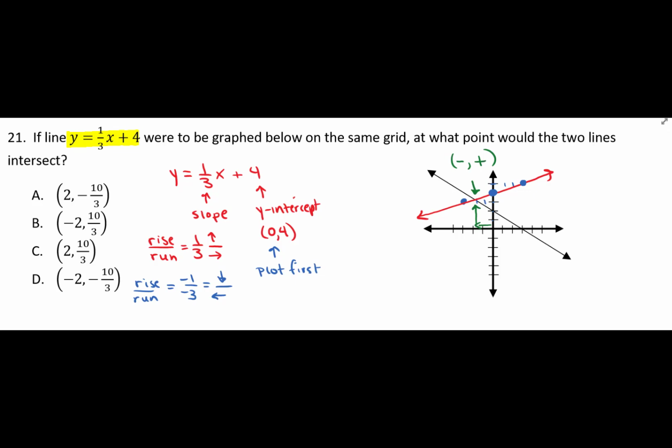And if you study the coordinates on the answer choices, there's only going to be one that has that combination of signs. The letter B has a -2 on the x coordinate, and then a positive for the y coordinate. So therefore, the two lines should intersect at (-2, 10/3).